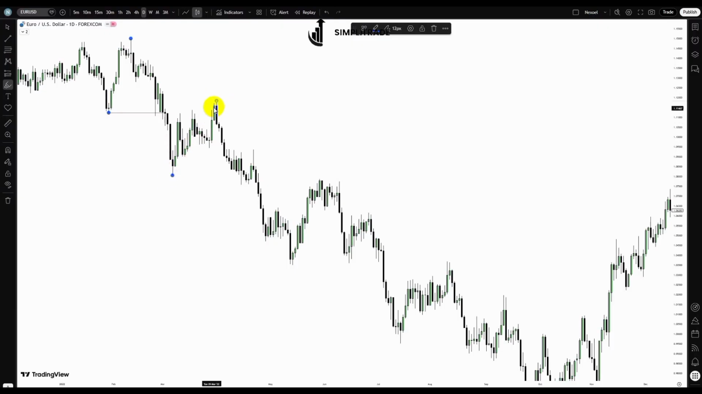So this is a lower high because it is lower than the previous high points. You can see it is low. It is a high, but then it is low compared to the previous high. So you can see we have swing low, swing high, swing low, swing high.